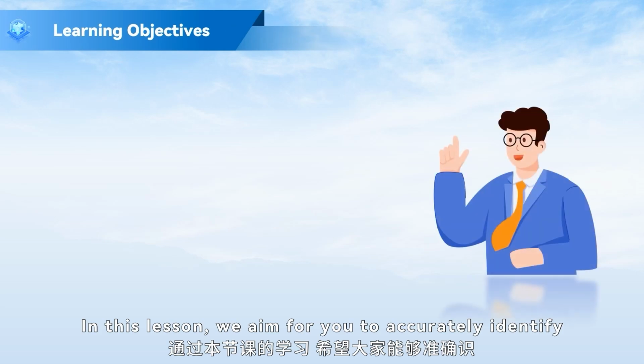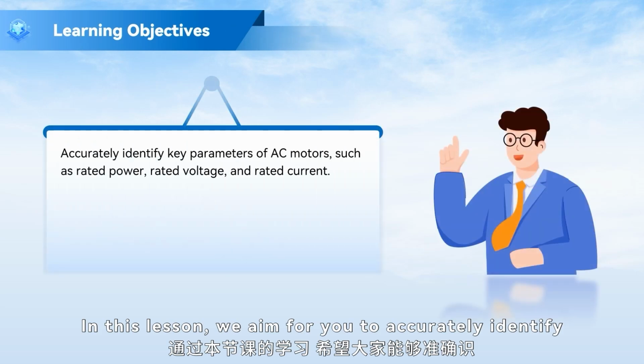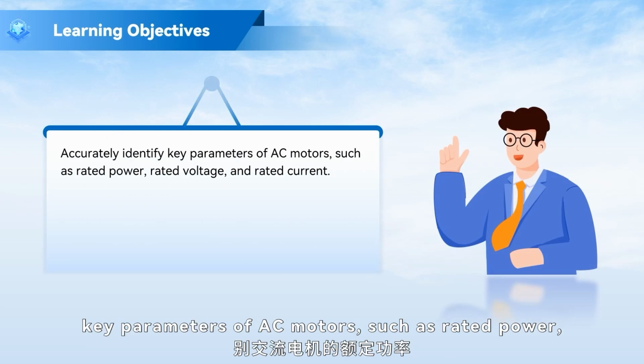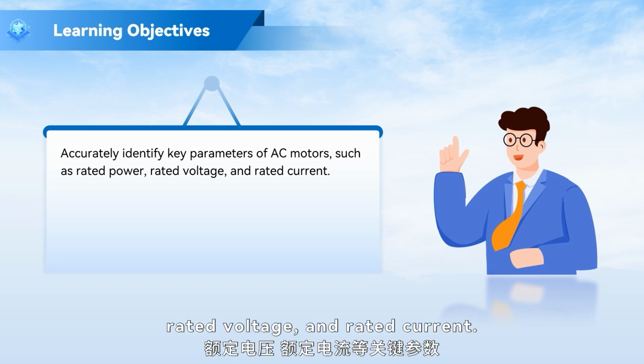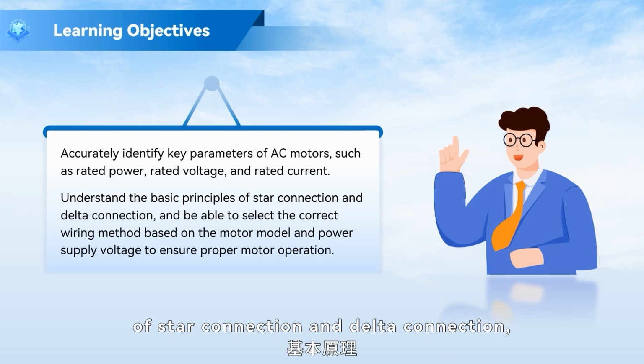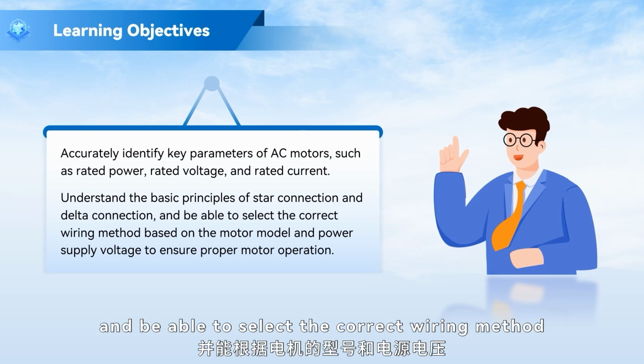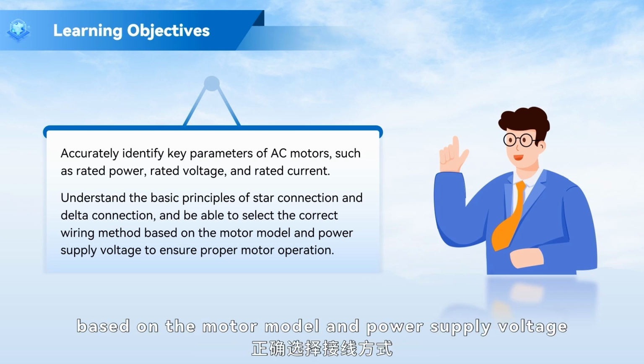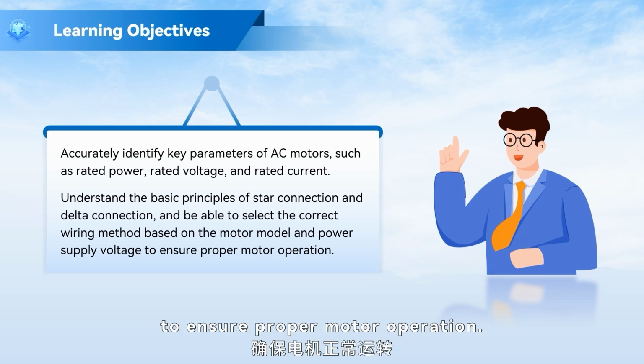In this lesson, we aim for you to accurately identify key parameters of AC motors, such as rated power, rated voltage, and rated current. You should also understand the basic principles of star connection and delta connection, and be able to select the correct wiring method based on the motor model and power supply voltage to ensure proper motor operation.